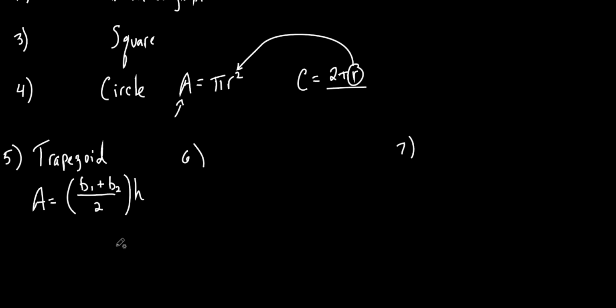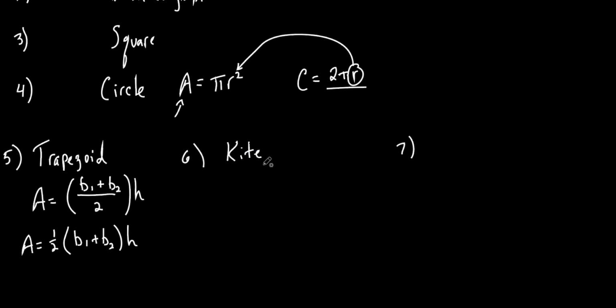Alrighty. Or how did we write it? I think 1/2 B1 plus B2 times H. Same thing, right? Yes. All right, number 6 is a kite. Area of a kite. Do you remember that?